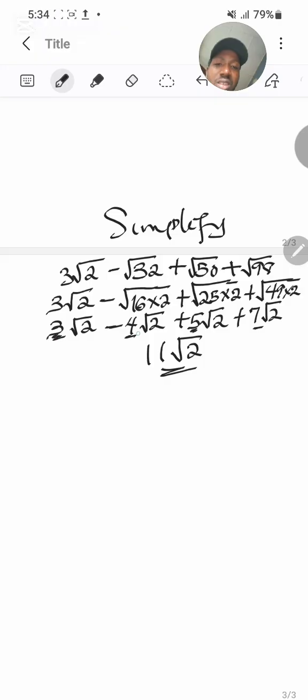So you could just say 3 minus 4, that's minus 1, minus 1 plus 5, that's plus 4, plus 4 plus 7 is going to give us 11 root 2. All right, so in this aspect of simplification, it's pretty much easy. I think the difficult parts are usually where they ask us to rationalize denominators, which we'll soon get to presently. So let's just take one more question on this before we go to the next aspect.